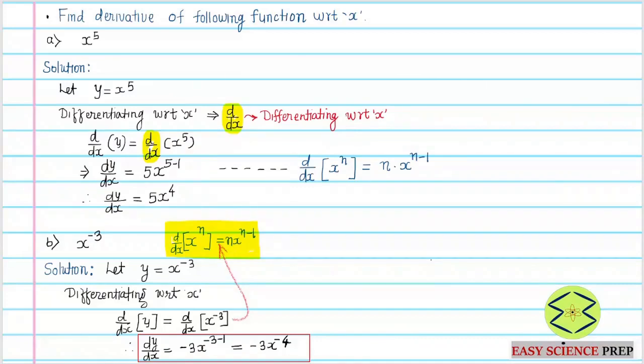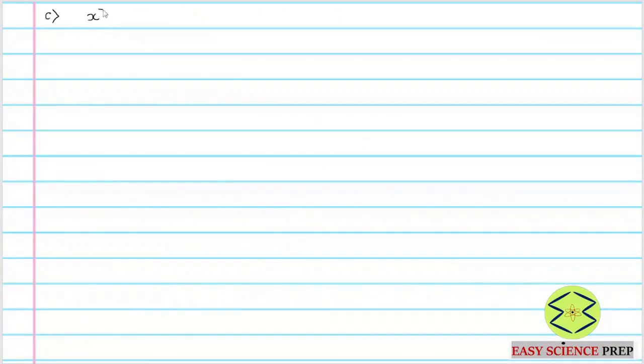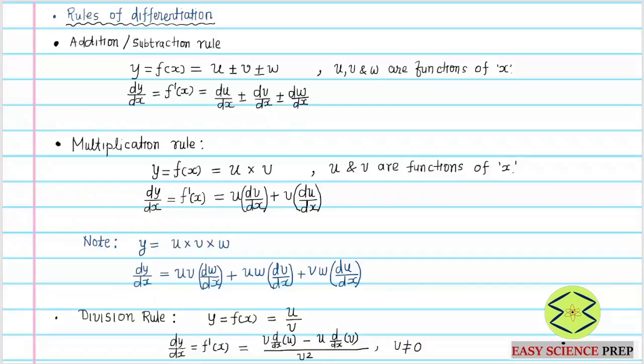Let me take one more example. I have a function x raised to minus 7 plus 5 x raised to 2 minus 3x. If you look at this, here we have three different functions. You have to remember our rules of differentiation that we discussed earlier. If we have a number of functions with addition or subtraction between them, we simply distribute the differentiation among them. We will distribute the differentiation among each individual function, as you can see here.